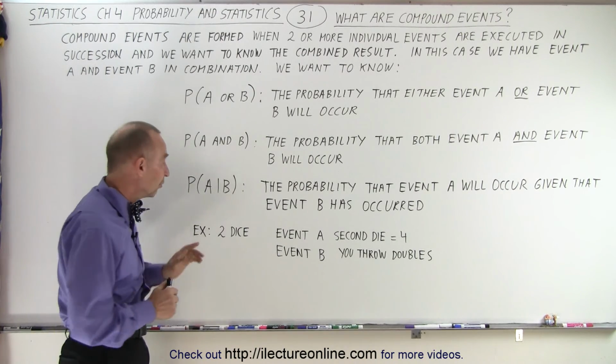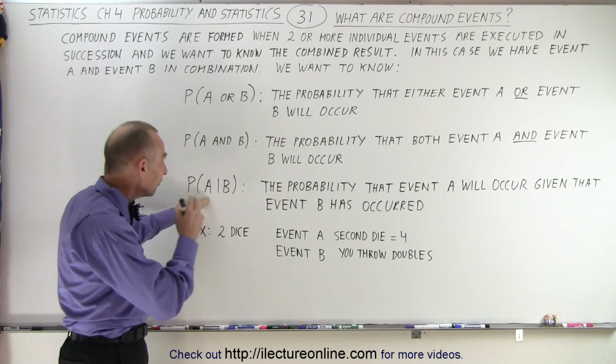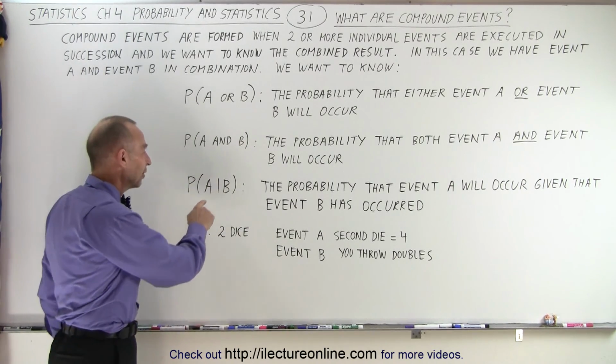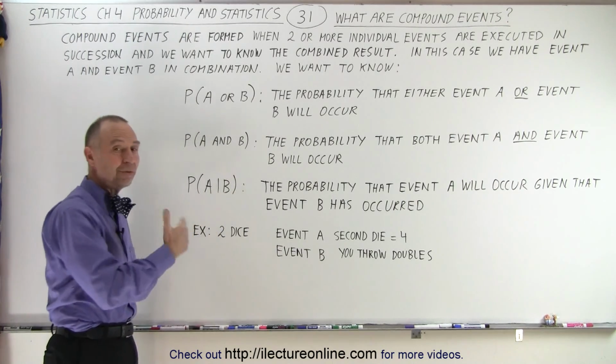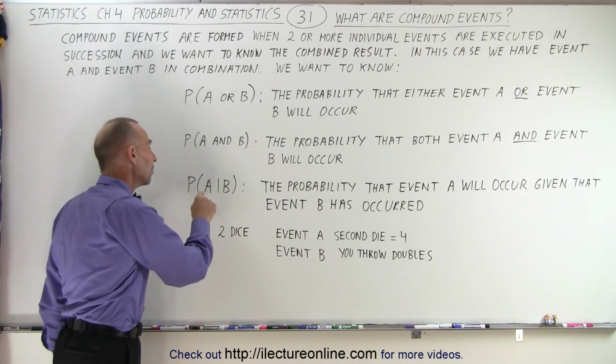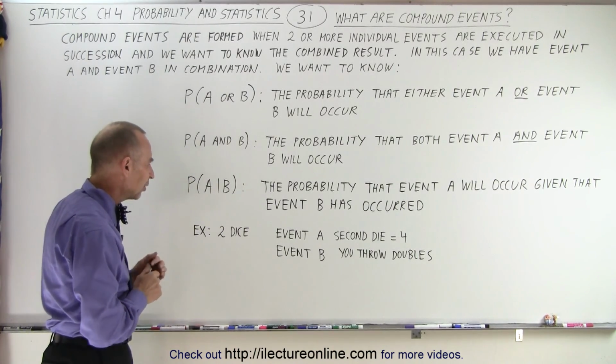And the third is the probability that A will occur given that event B has occurred. And this is kind of a tricky one. So that means that event B must happen first, and then if B has occurred, what will now be the probability that A occurs? So let's take a look at an example.